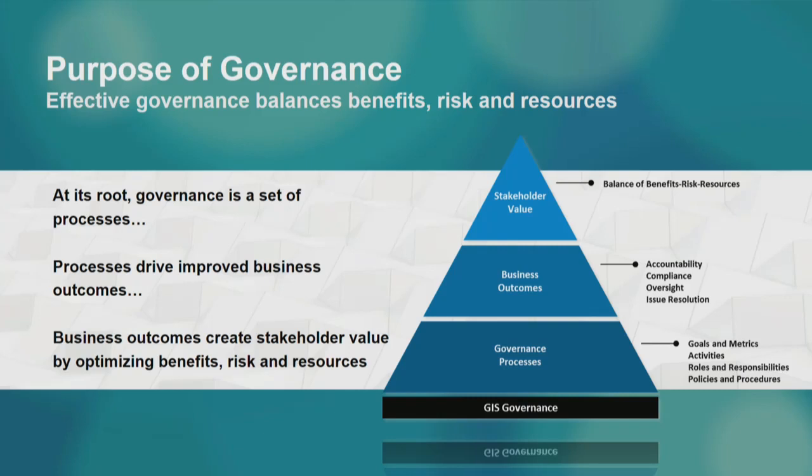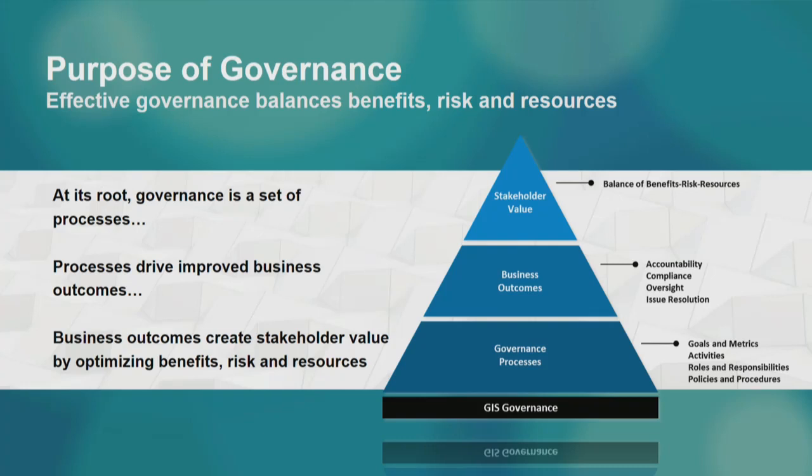But more specifically, the purpose of governance is represented in this little triangle graphic here. At the bottom, it really is about processes. Like, it's something you do. It's about establishing goals, metrics for performance management, defining key activities, roles, responsibilities, policies. These drive business outcomes related to accountability, improved compliance, improved oversight, improved issue resolution, and others. And ultimately, it drives stakeholder value, right?